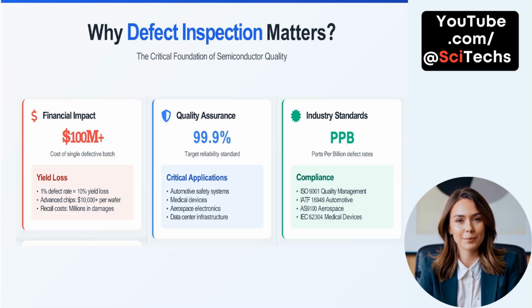Why defect inspection matters? Defect inspection is essential in semiconductor manufacturing because the financial, technical, and safety stakes are extremely high. From a financial standpoint, even a single defective batch of chips can cost over $100 million. A seemingly small 1% defect rate leads to a 10% yield loss. Given that advanced chips cost more than $10,000 per wafer, even minor issues can result in substantial losses. On top of that, product recalls can cost millions more in damages, legal liability, and customer trust.